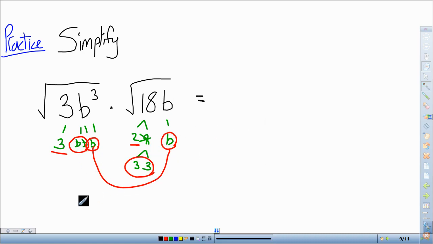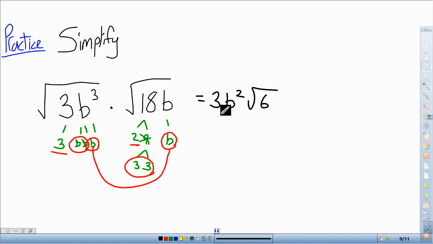Okay, so what's coming out? Starting with my numbers, always start with your numbers. A pair of 3s means a 3 comes out. This pair of b's means one b comes out. This other pair of b's means another b comes out. So I'm just going to go ahead and write it as b squared. What stays in the radical is what didn't pair, which is this 2 and this 3, which I know is going to multiply to give me a 6. So I'm just going to go ahead and write it.